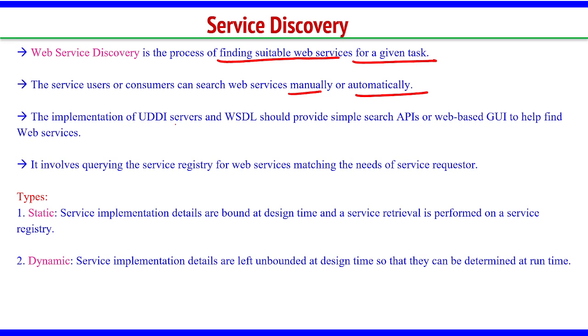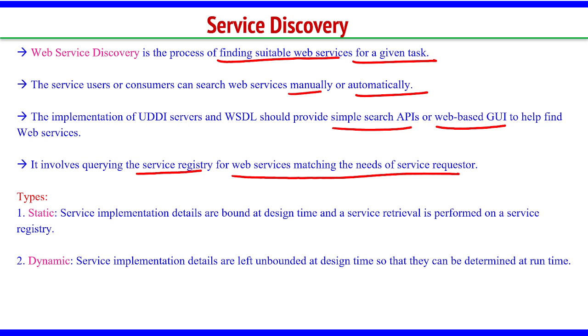The implementation of UDDI servers and WSDL should provide simple search APIs or a web-based GUI to find the web services. So UDDI basically gives a website or a web portal where you can go and type keywords or some suitable methods, and it will show the corresponding matches, like Google shows us results. So web service discovery involves querying the service registry, that is UDDI, for web services matching the needs of the service requester. I need to find the suitable web service which is matching my need.